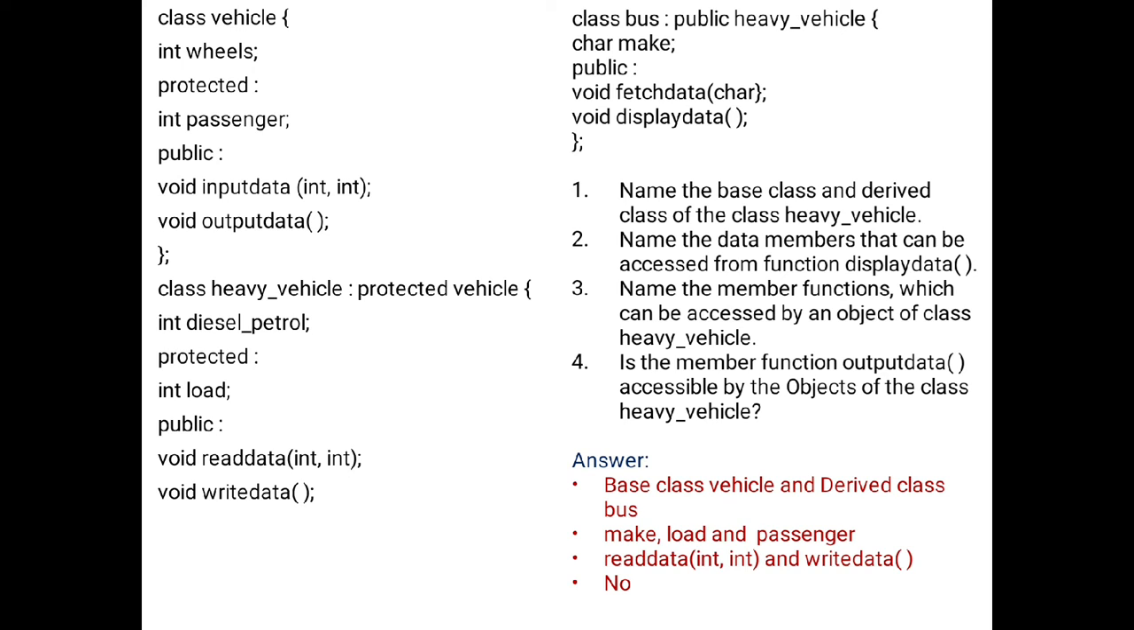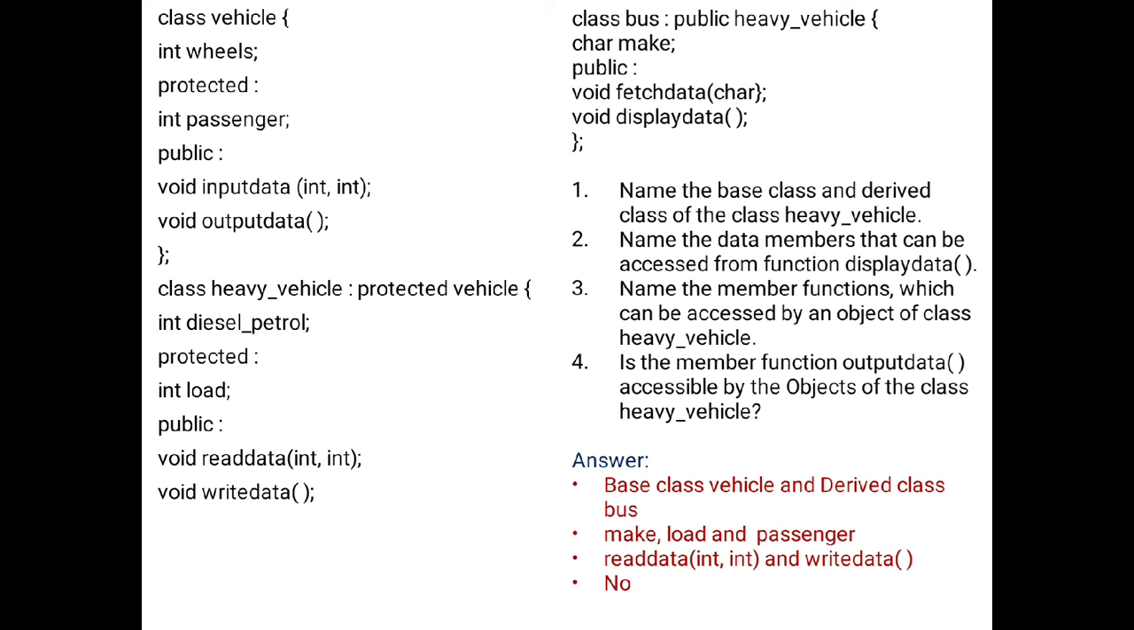In this particular program you have class vehicle. The class name is vehicle, so this class vehicle is the base class. Within this class definition, within the curly brackets, you have a private data member, that is int wheels. The private label is not written there, but by default, if it is not mentioned, then those data members will be declared as private. So int wheels is a private data member.